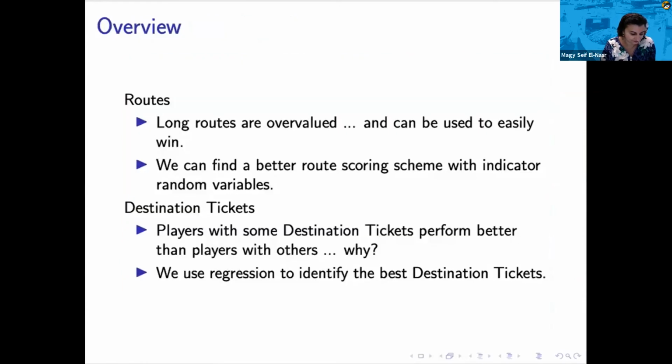So today we'll be talking about two broad things. The first is routes. We'll argue that long routes are overvalued and can be used to easily win. And we'll propose a better scoring scheme based off of indicator random variables. The next thing we'll be talking about is destination tickets. Players with some destination tickets perform better than players with others. Why is that? We answer that question and then analyze destination tickets and rank them according to which ones you should choose if you're playing this game.